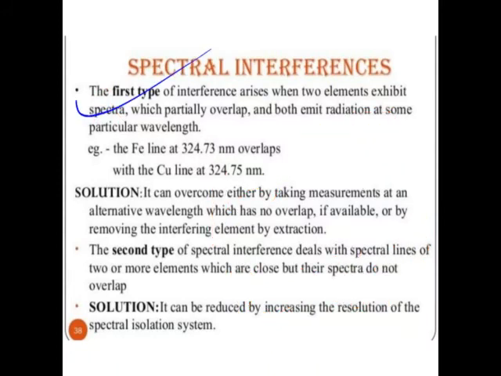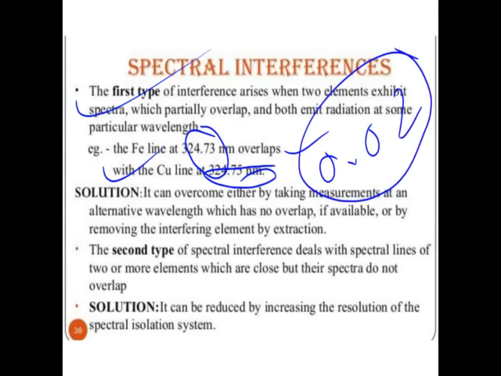Okay, so it is the first type of interference, which arises when two elements exhibit spectra which partially overlap and both emit radiations at the same particular wavelength. So ferrous metal has 324.73, copper has 324.75, so only a 0.02 nanometer difference is present. So at that time the spectra arising due to the ferrous as well as due to the copper will overlap. Okay, so how can we overcome this problem?